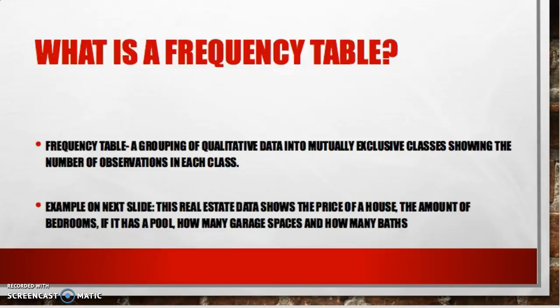What is a frequency table? A frequency table is a grouping of qualitative data into mutually exclusive classes showing the number of observations in each class. For example, the real estate data shows the price of a house, the amount of bedrooms, if it has a pool, how many garage spaces, and how many baths.